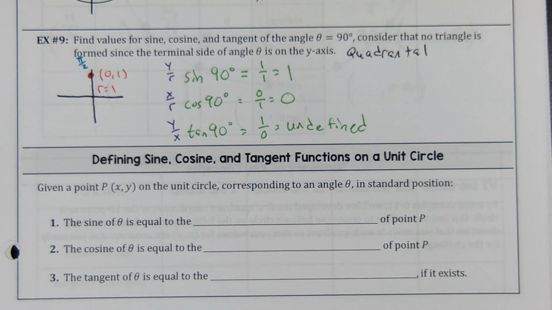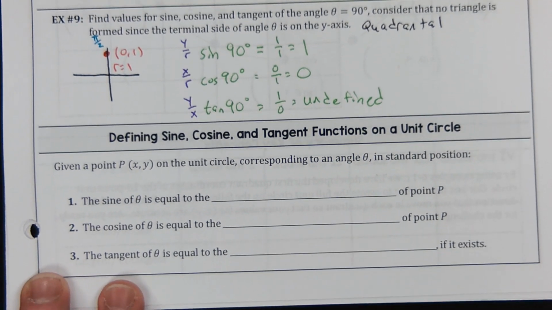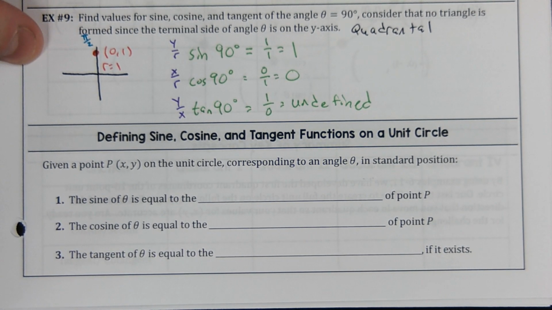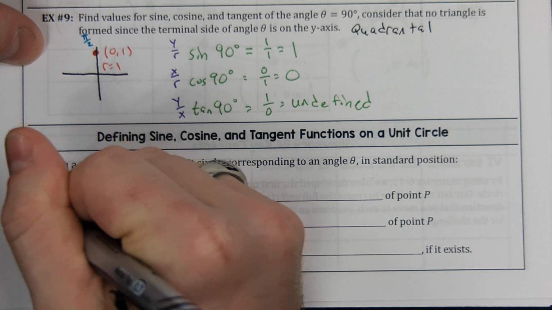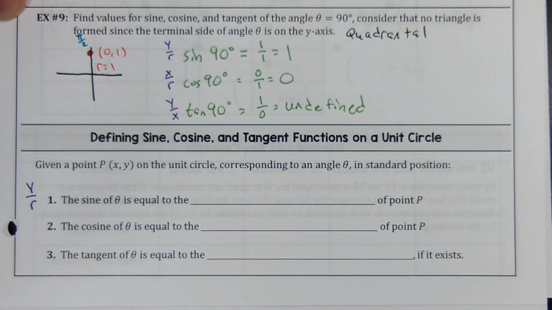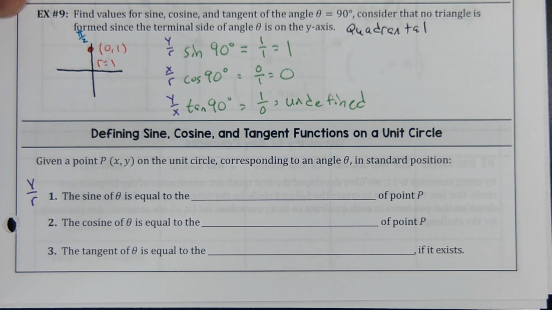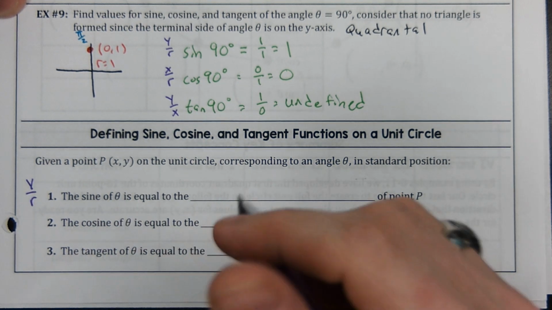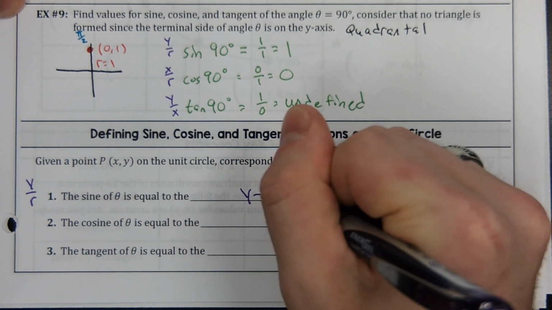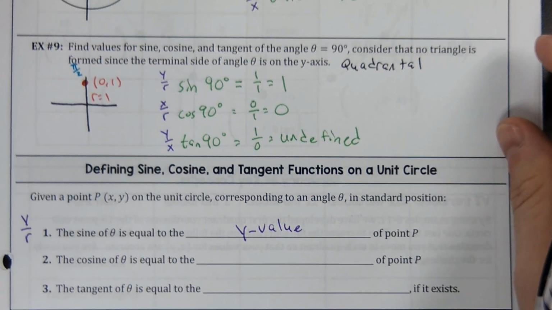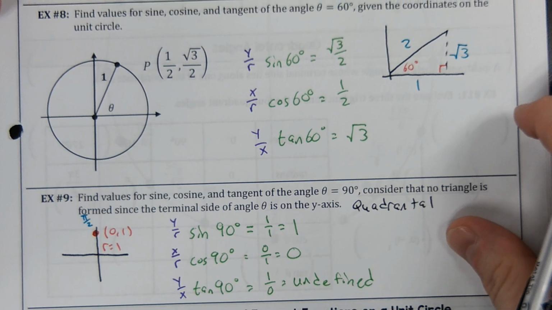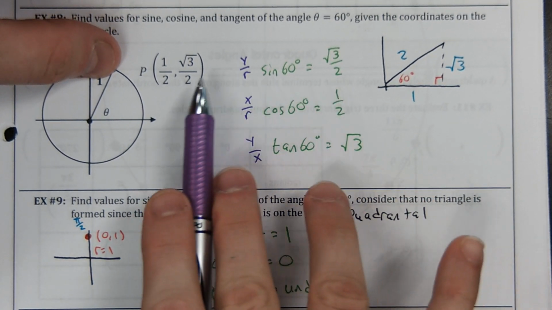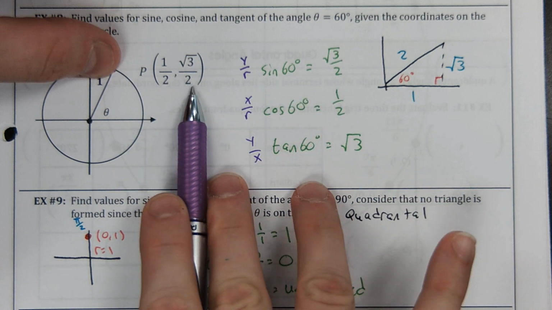But if you're on the unit circle, sine, which is supposed to be y over r, what is r on the unit circle again? 1. So then sine of theta in the unit circle is equal to the y value of a coordinate on the unit circle. Look here. The y value. Because it was the unit circle.